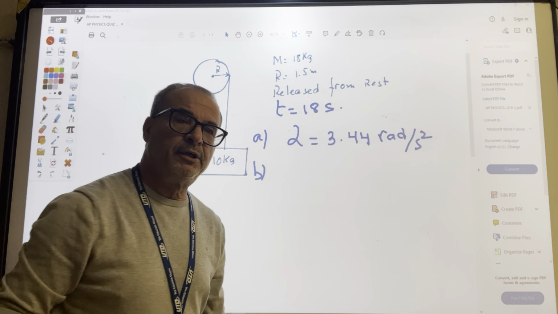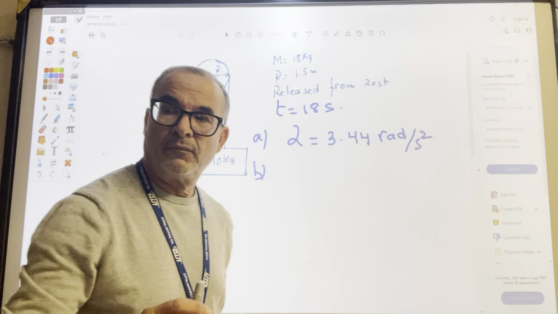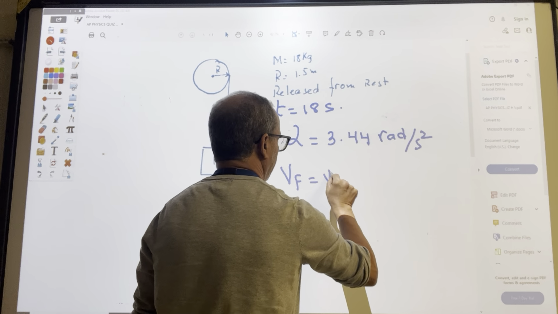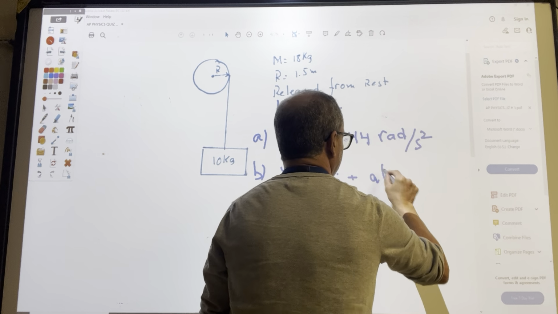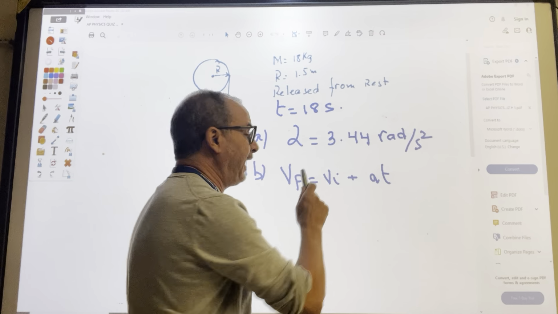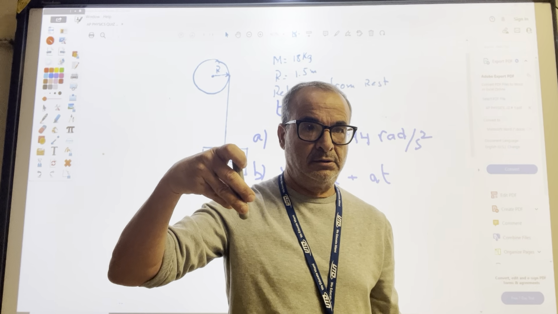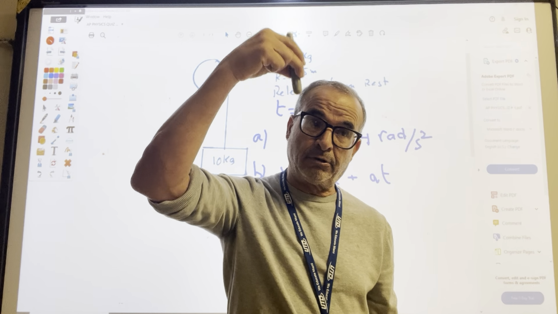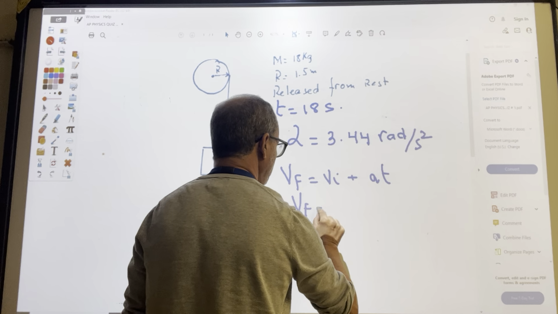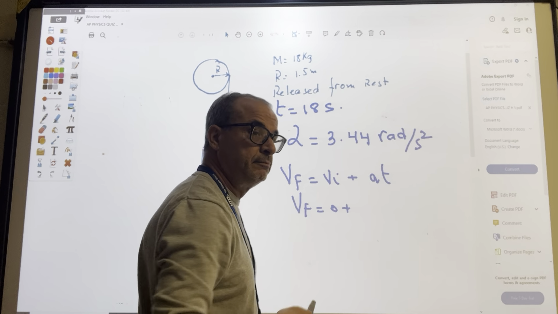So what's the equation that we're going to use from kinematics? VF equals VI plus AT. A third one, exactly. VF equals VI plus AT. You need to know your stuff from kinematics. All right. So VI is 0 because it's released from rest. That means rest. That means from 0. So the VI is 0. So we have VF equals 0 plus A T.